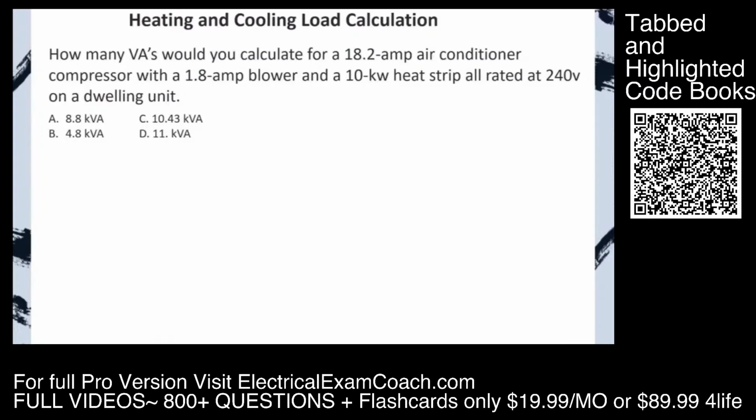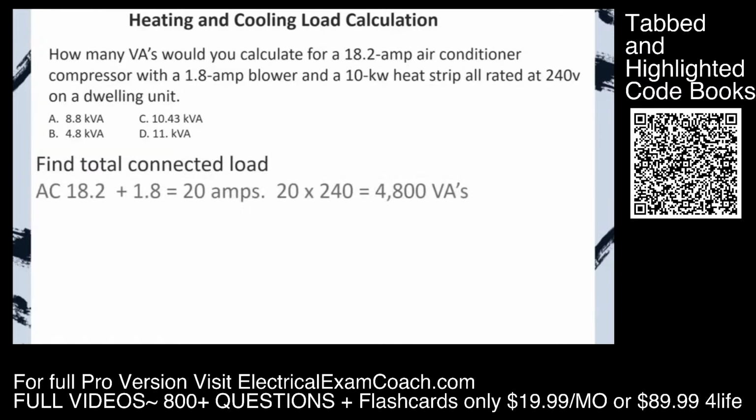How many VAs would you calculate for an 18.2 amp air conditioner compressor with a 1.8 amp blower and a 10 kW heat strip rated 240 on a dwelling unit? First thing we're going to do is find our total connected load. Let's do our air conditioning first. We take our 18.2 amps and then we add it with the blower motor. That's going to give us 20 amps. Now to convert that over to VAs, all we have to do is multiply. 20 amps multiplied by the voltage gives us 4,800 VAs.